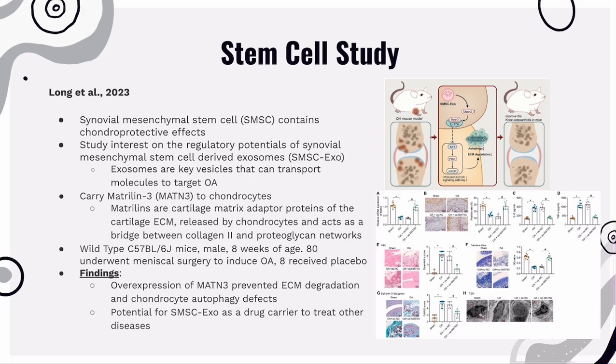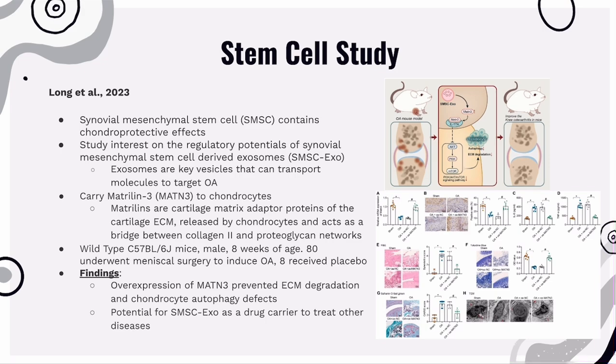These SMSC exosomes used in these studies are known to have the ability to carry matrillin-3 to chondrocytes. Matrillins are cartilage matrix adaptor proteins of the cartilage ECM and are released by the chondrocytes. They act as bridges between collagen II and proteolytic networks. This experiment used 8-week-old male wild-type mice. 80 underwent meniscus surgery to induce osteoarthritis, and 8 received a placebo surgery.